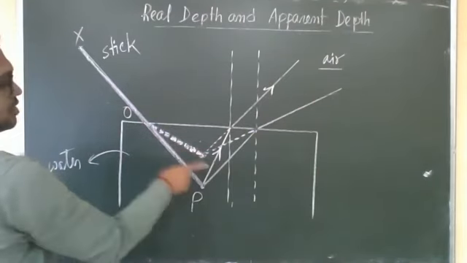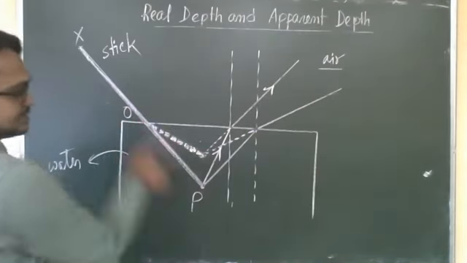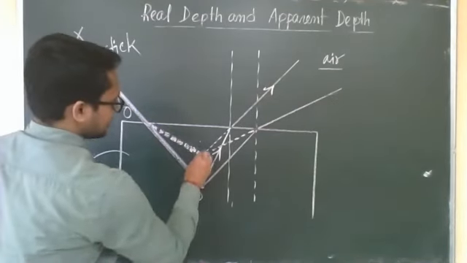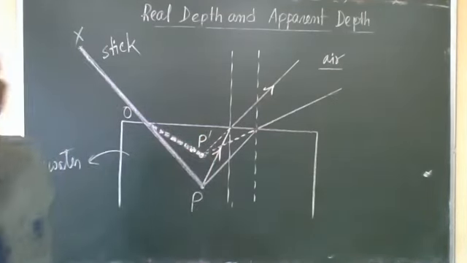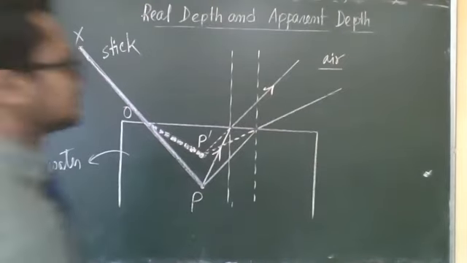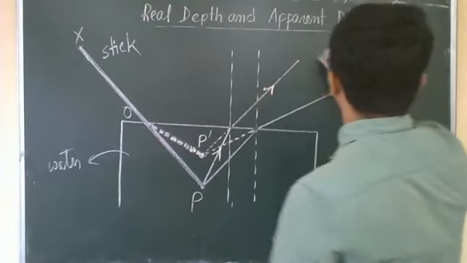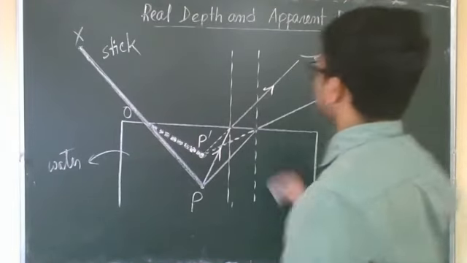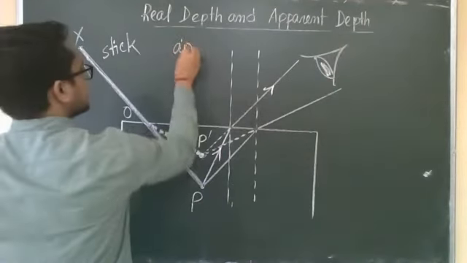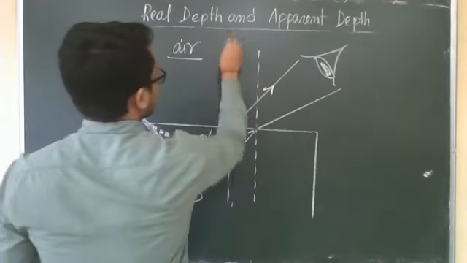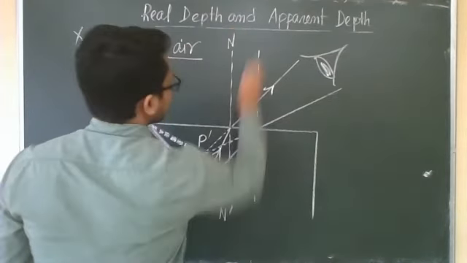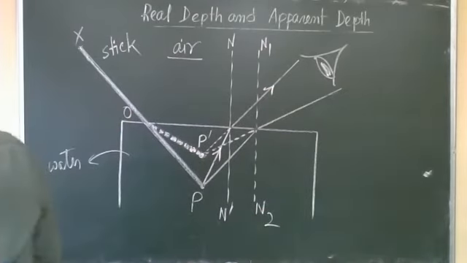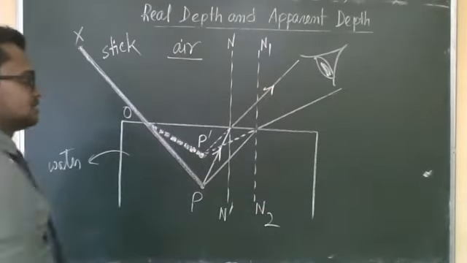The whole thing will not bend. Only the part which is inside water will bend. So P will reach here. Give the name, this is P prime. Only up to this you will draw. And here give the I. This is the air medium. This is the water medium. Give the names of the normal N prime, and N1, N2. Any other thing? No, only this one.